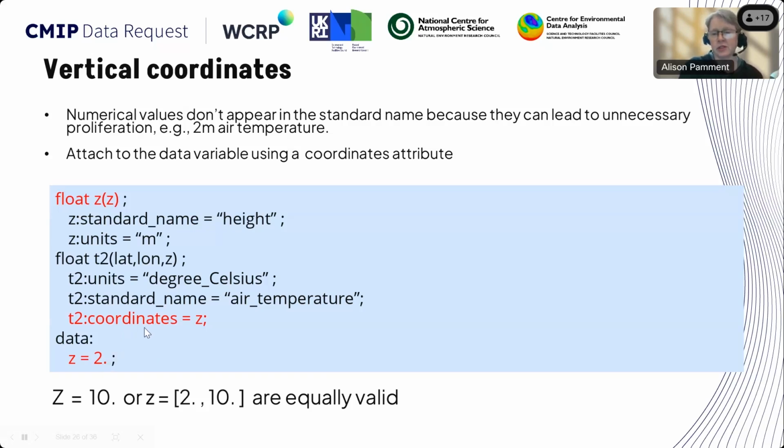Now, the reason for doing this is because we don't want a huge proliferation of standard names which are almost identical to one another, except that they differ in some numerical coordinate. So, for example, you could have 2-meter temperature, 10-meter temperature, 50-meter temperature, and so on. Rather than having that, the vertical coordinate information goes into a coordinate variable. In this case, a scalar coordinate variable with just one value.